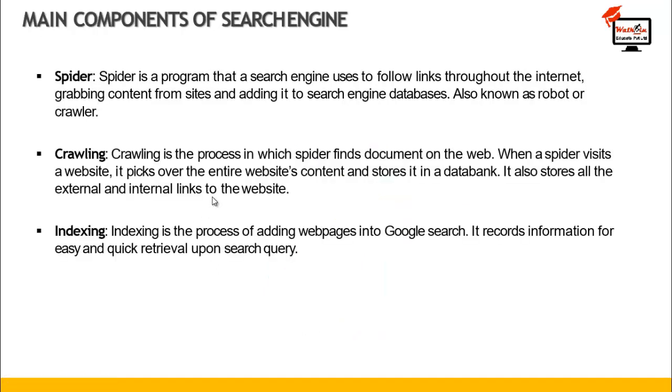Components means the parts or functions of the search engine. Now out of that, the first component is the spider. This spider is also called a robot or a crawler. It is also called a bot, B-O-T, bot. So they have different names.